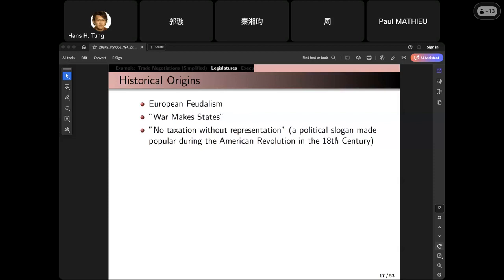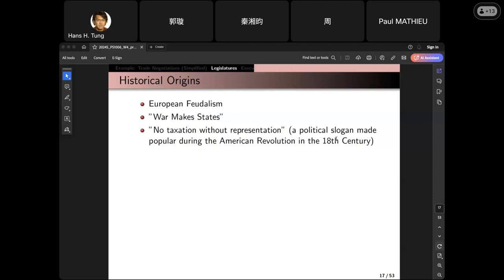And more specifically in this context, it means that I pay taxes and therefore I deserve representation in the legislature, right? So this is, I think, the key phrase you all know from the American Revolution, and we'll mention that again, of course. But going back to this war makes states argument. Back in European medieval times, if the kings or queens wanted to fight wars, as I said, from the very beginning, all these leaders are leaders because other people want them to be the leaders, right? They are serving other people.